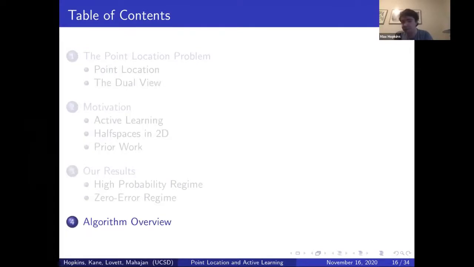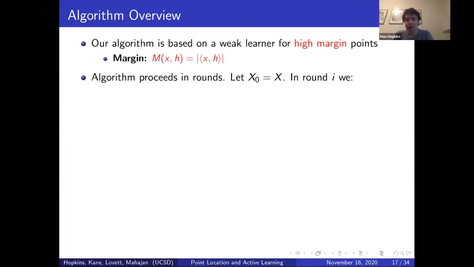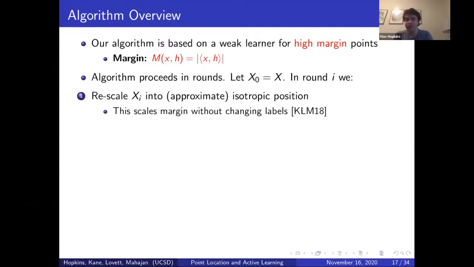I want to spend a minute or 2 talking about what our algorithm actually is. Our algorithm is based off of a standard strategy in machine learning called learning high margin points. The margin of a point just measures how far away it is from the hyperplane, and it's long been known that learning points which are far away from your classifier is much easier than learning points which are close to the boundary. Our algorithm will proceed in rounds, and in each round we're going to try to apply this weak learner in some way. The first thing that we need to do is make sure there actually are high margin points. If there are no high margin points in x, we can't learn anything.